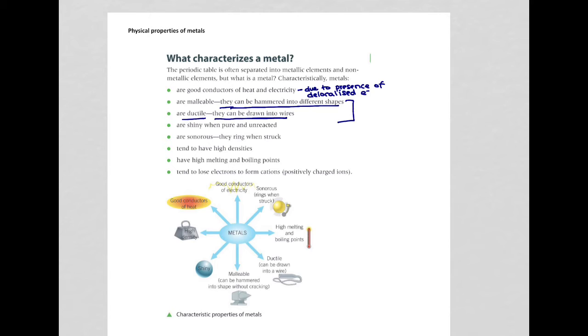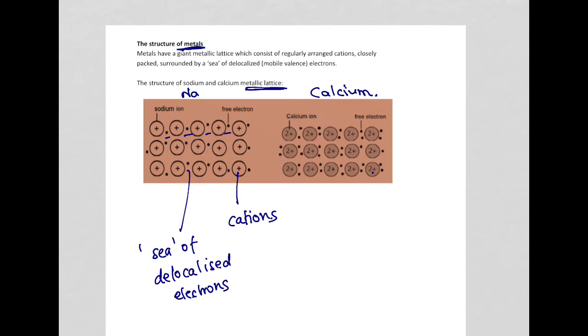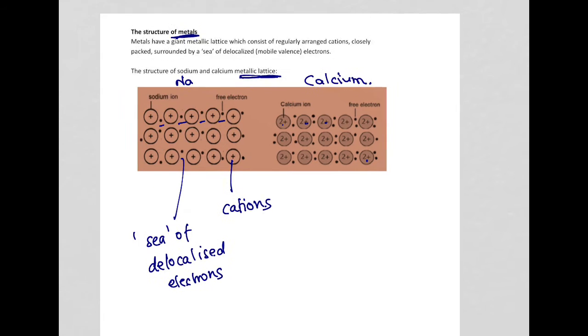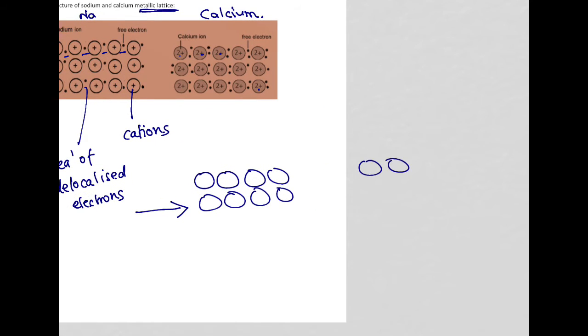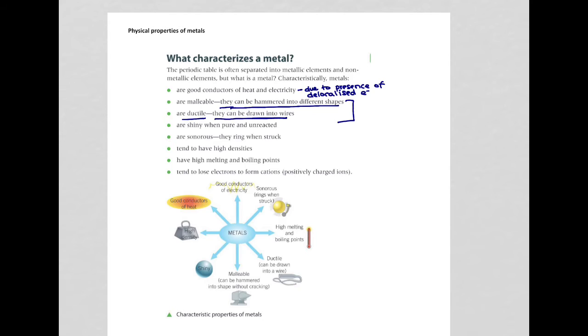Why it's malleable and ductile, it's because of the structure. You see the cations are regularly arranged. So when you apply a force, what happens is that the cations are able to slide over each other. So when you apply a force here, this layer is able to slide, so you have a different shape. Okay, right, so you see it has moved. So because of the regular arrangement of the cations, they are able to slide over each other when a force is applied.